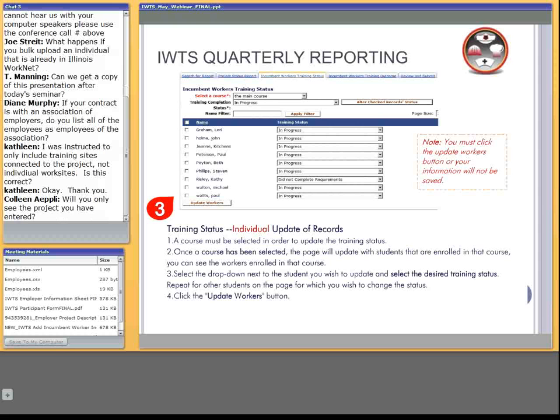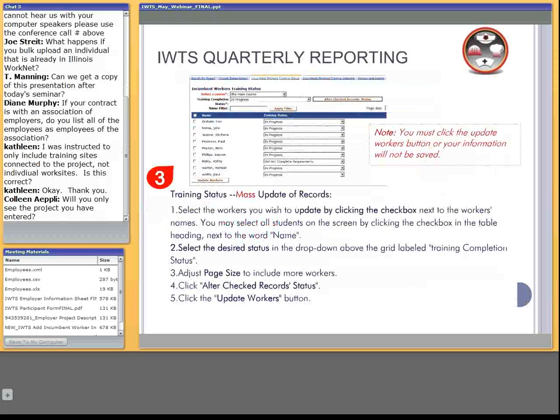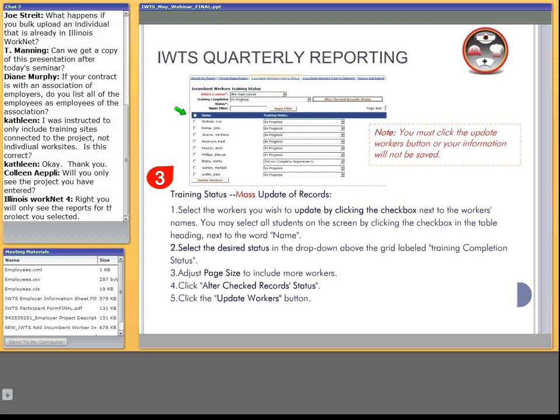If you want to do a mass update of records, you follow pretty much the same steps as before, only instead of going through each individual and clicking, you go into the box at the top under names. Select that checkbox, and then select the desired status in the drop-down above the grid labels. You'll notice the different statuses here for the mass updates.